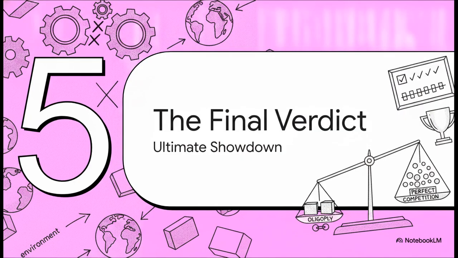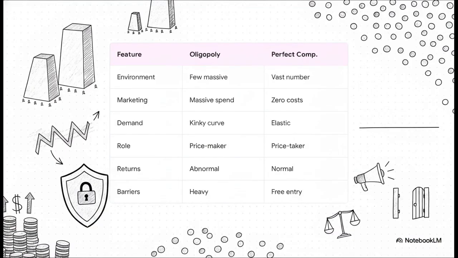Section 5. The final verdict. Let's move to and see how this builds out our ultimate 6-point matrix. Notice how the Titans side forms this closed loop of dominance, while the price takers side forms a continuous loop of submission to the market. The Titans' concentrated environment leads directly to heavy ad spending and strategic price making. That market power yields abnormal profits, which they fiercely protect with heavy entry barriers.